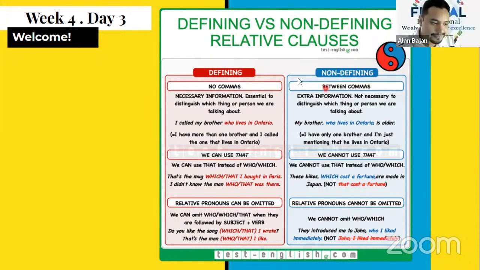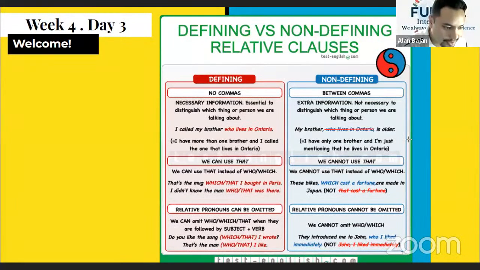Let's analyze this rule, okay? In non-defining, the information is extra, which means that I can delete this part of the sentence. My brother is older. Acá no puedo eliminar nada. I called my brother. En este escenario, yo tengo más de un hermano. Entonces, como tengo más de un hermano, si yo digo, I called my brother, what brother? I don't know. So it's necessary that I specify, that I define that it is my brother who lives in Ontario and not my brother who lives in Guatemala.